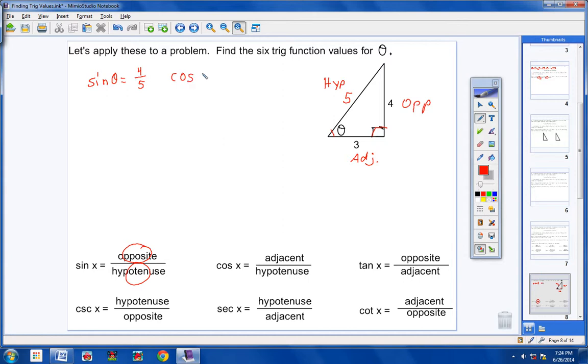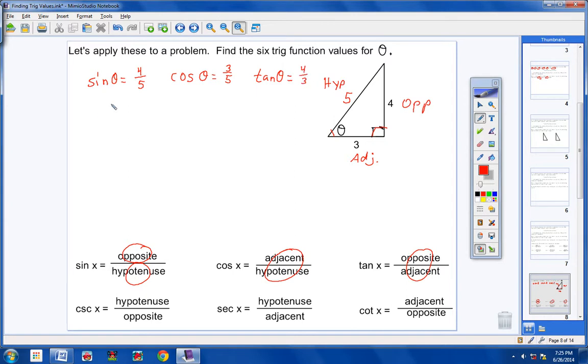Now let's find the cosine of theta. Well, cosine of x, or theta, whatever angle you're dealing with, is adjacent over hypotenuse. So 3 over 5. And now let's quickly find the tangent of theta. Now the tangent of the angle you're dealing with is opposite over adjacent. Well, that would be 4 over 3.